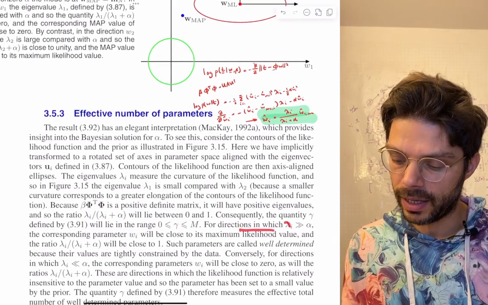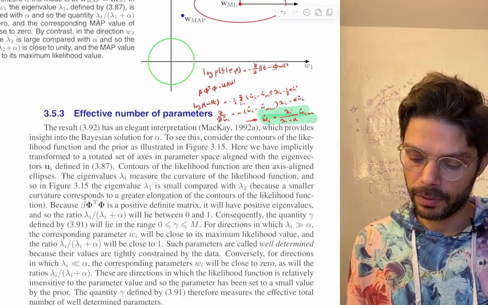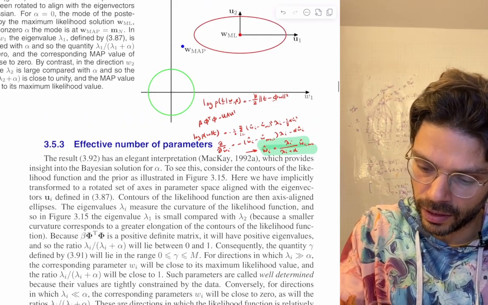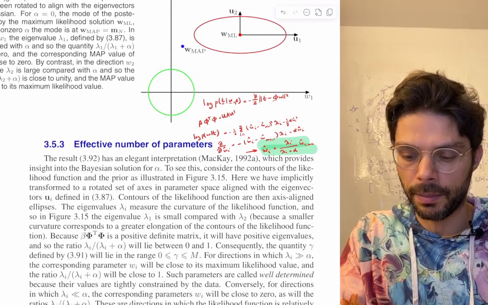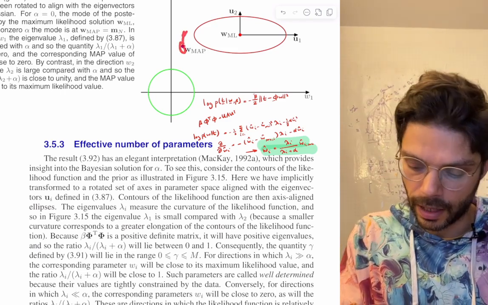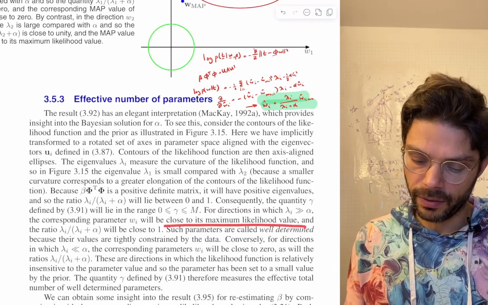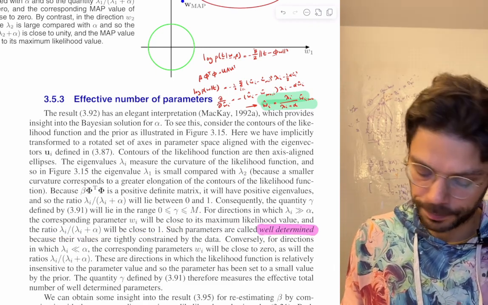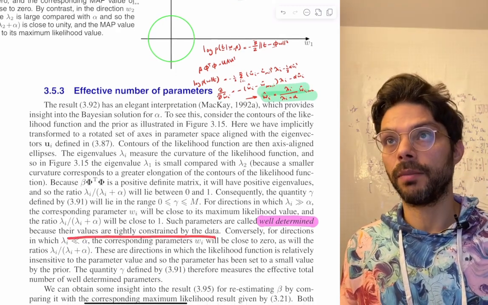For directions in which lambda i is much greater than alpha, the corresponding parameter w_i will be close to its maximum likelihood value. So in these directions we have very small error bars around w_ML, so the data constrains it a lot. We're going to be pulling w_MAP's coordinate up that way. In these directions the ratio will be close to 1, and such parameters are called well determined. So let's highlight that. Right, because their values are tightly constrained by the data.